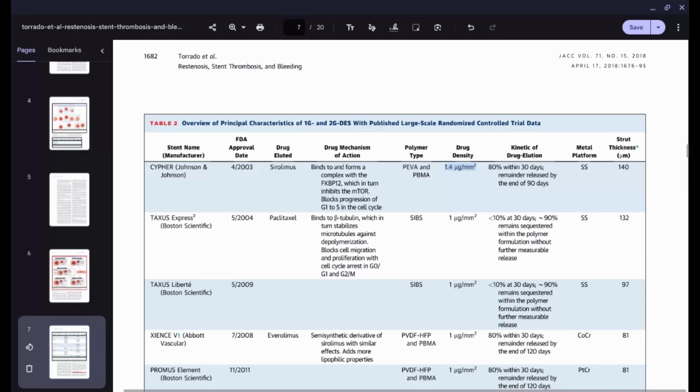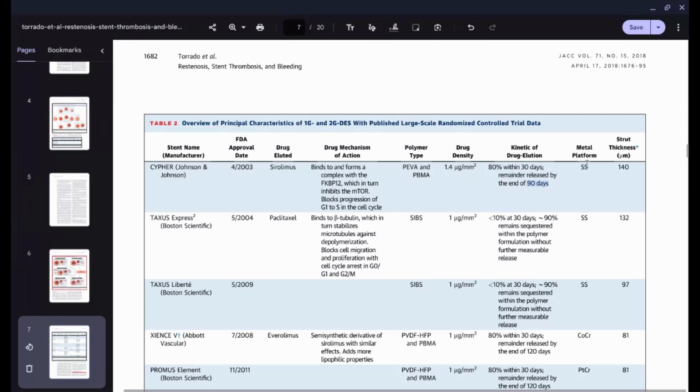In general this is immunosuppressive, but if you Google the mTOR pathway and intimal hyperplasia, that cell signaling happening will be given. Notice the kinetics of drug elution: you put a drug, how long should it be released? It should release 80% within 30 days, for a month. And the remainder 20% released by 90 days.